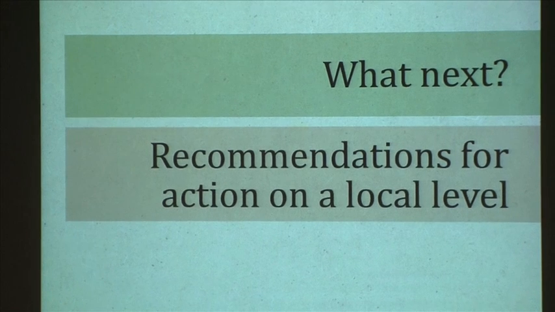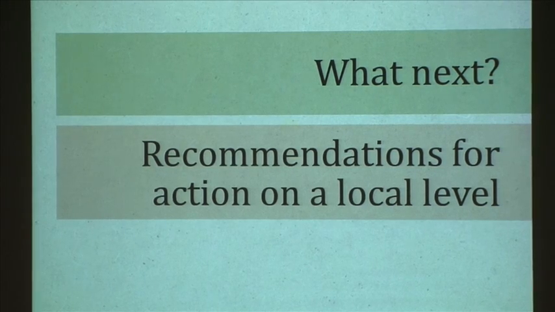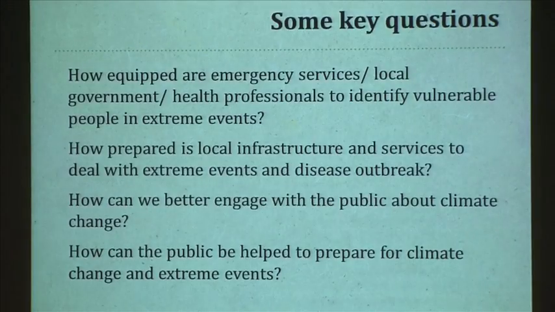So we tried to come up with some priorities for how organisations can hope to minimise the impact of climate change. Some questions that we came up with were: how equipped are emergency services, local government and health professionals to identify vulnerable people in extreme events? How prepared is local infrastructure and services to deal with extreme events and disease outbreak? How can we better engage with the public about climate change? And how can the public be helped to prepare for climate change and extreme events?